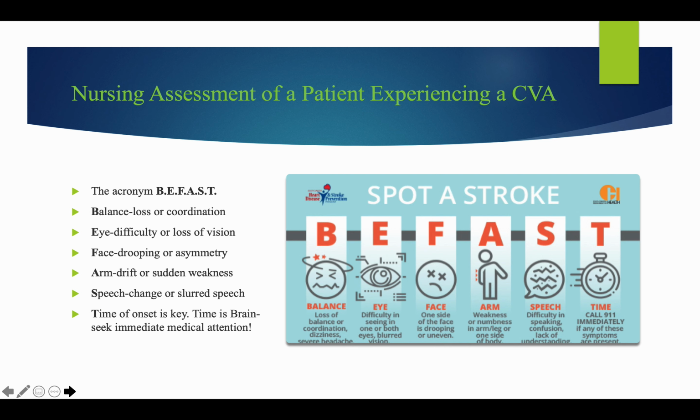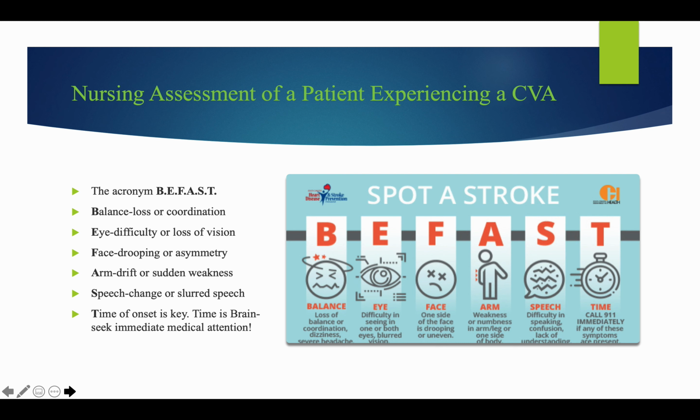Nursing assessment of a patient experiencing a CVA. The acronym BE FAST. B stands for balance, which is loss of coordination, or dizziness or severe headache. E is eye, difficulty or loss of vision in one eye or both eyes, also blurred vision. F stands for face, which is drooping or asymmetry.